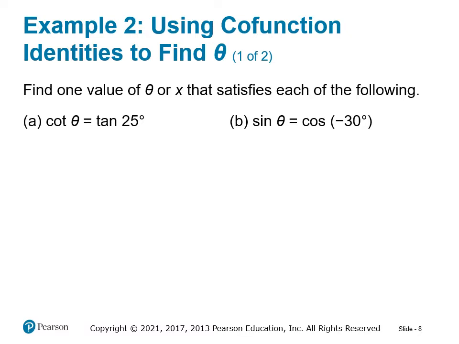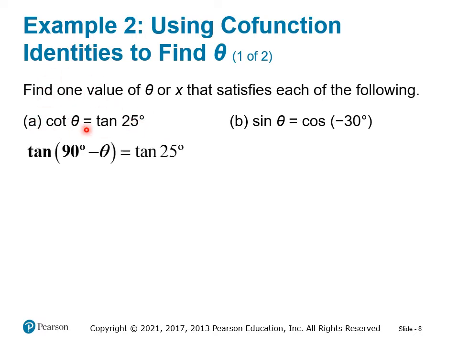For example 2, we're going to be using those cofunction identities to find a value of theta. These are pretty simple because we know that the cotangent angles have to be complementary. Find one value of theta or x that satisfies each of the following. Cotangent of theta equals the tangent of 25. This simply means that these angles theta and 25 have to add up to 90.